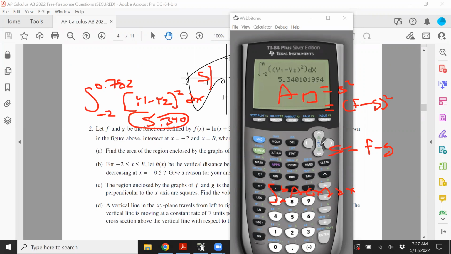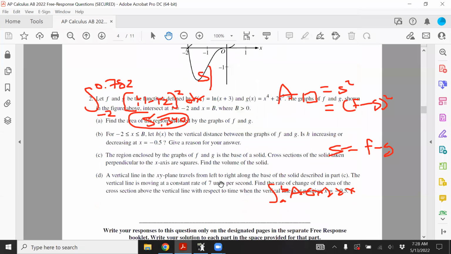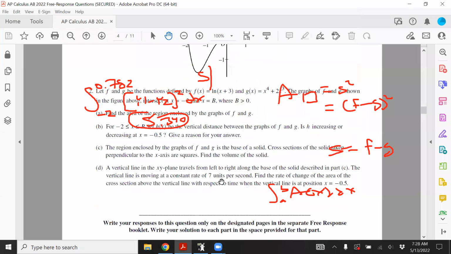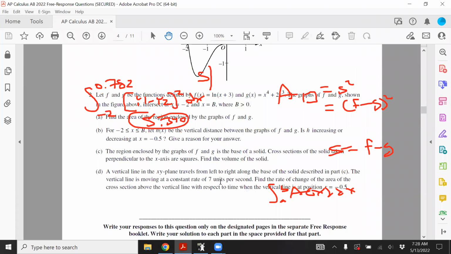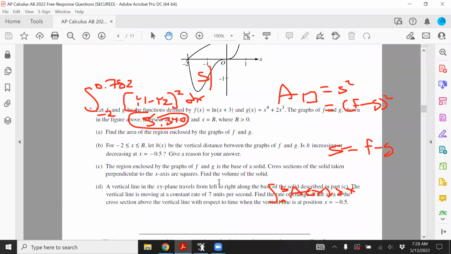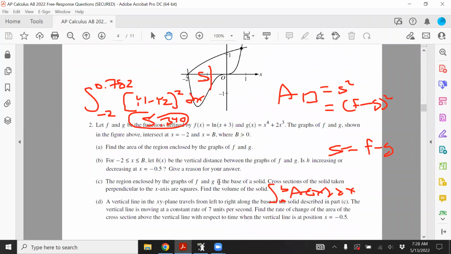And then finally for part D, that one's a little funky. Again, just like the previous problem, the last part could be a little strange, but don't freak out. A vertical line in the xy-plane moves from left to right along the base of the solid described in part C. Okay, so again, they like these vertical lines. That's fine. It's moving from left to right. And the vertical line is moving at a constant rate of 7 units per second. Find the rate of change of the area when the line is at -0.5.